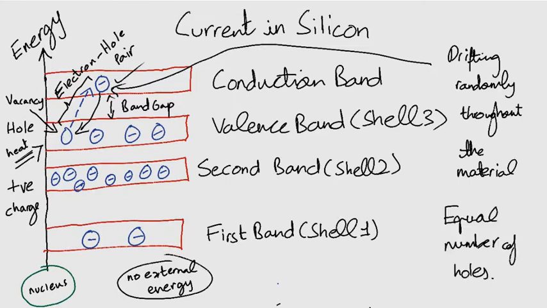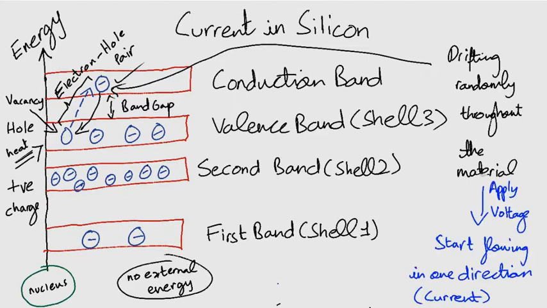Now, when a voltage is applied across a piece of intrinsic, that is pure, silicon, then these electrons start to flow in one direction. This is called the electron current. However, not all electrons are free to move. Those still stuck in the valence band are not free to jump into the conduction band. Remember that not all electrons make the transition. So what do these electrons do?